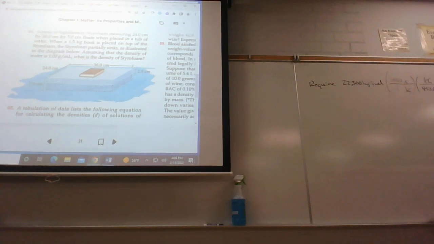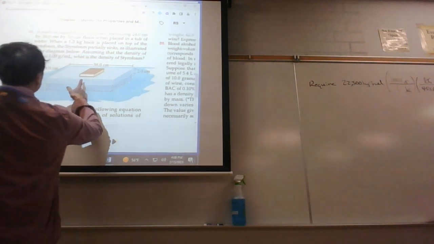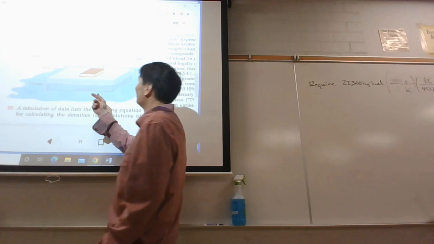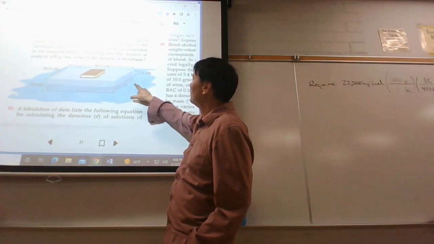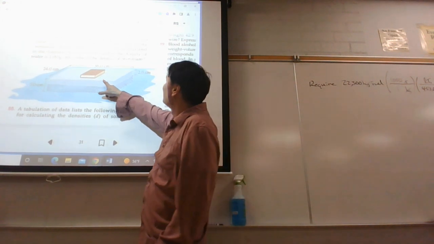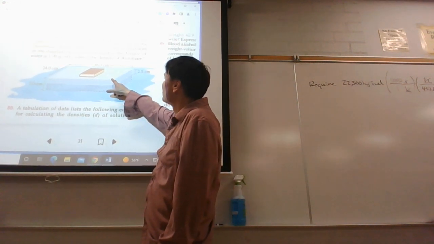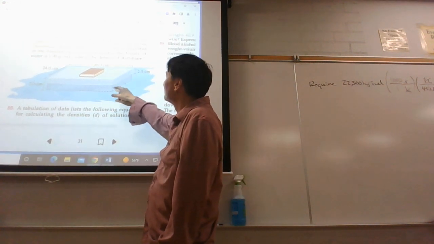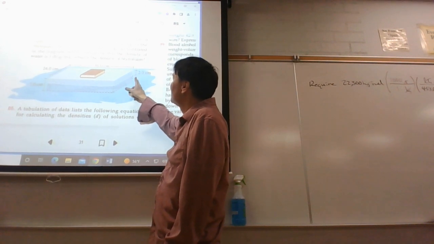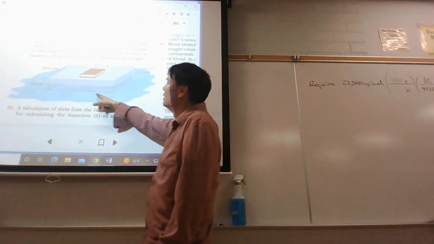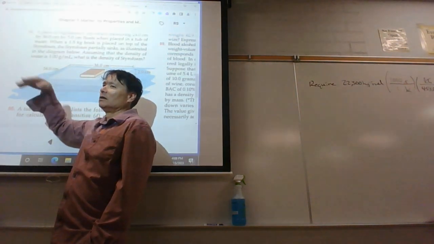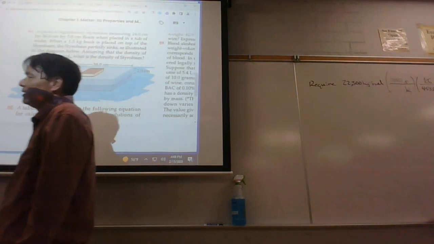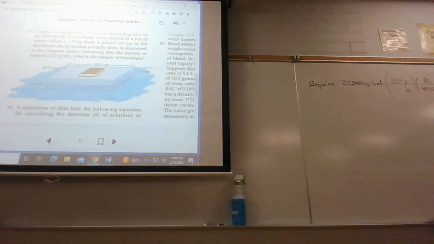84. A piece of high-density styrofoam measuring 24 by 36 centimeters by 5 centimeters floats when placed in a tub of water. When a 1.5 kilogram book is placed on top of the styrofoam, it partially sinks, as illustrated. Assuming that the density of the water is 1.0. See, they're assuming 3 sig figs here. It's only 3 sig figs in a pretty narrow range. How good is 3 sig figs for the density of water?